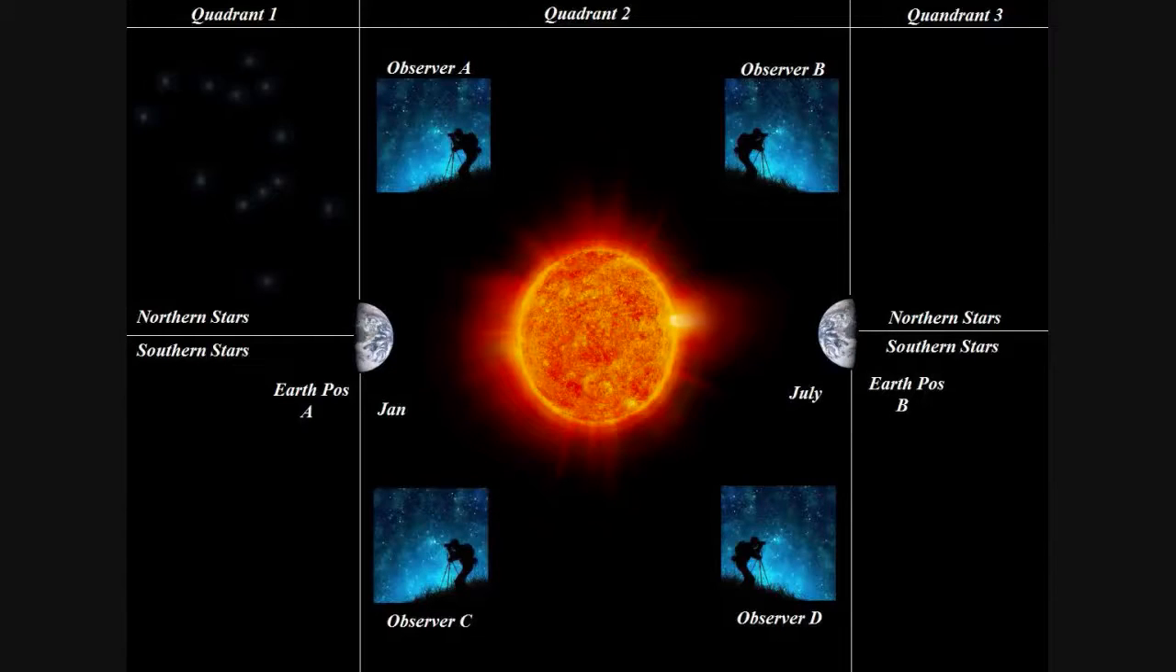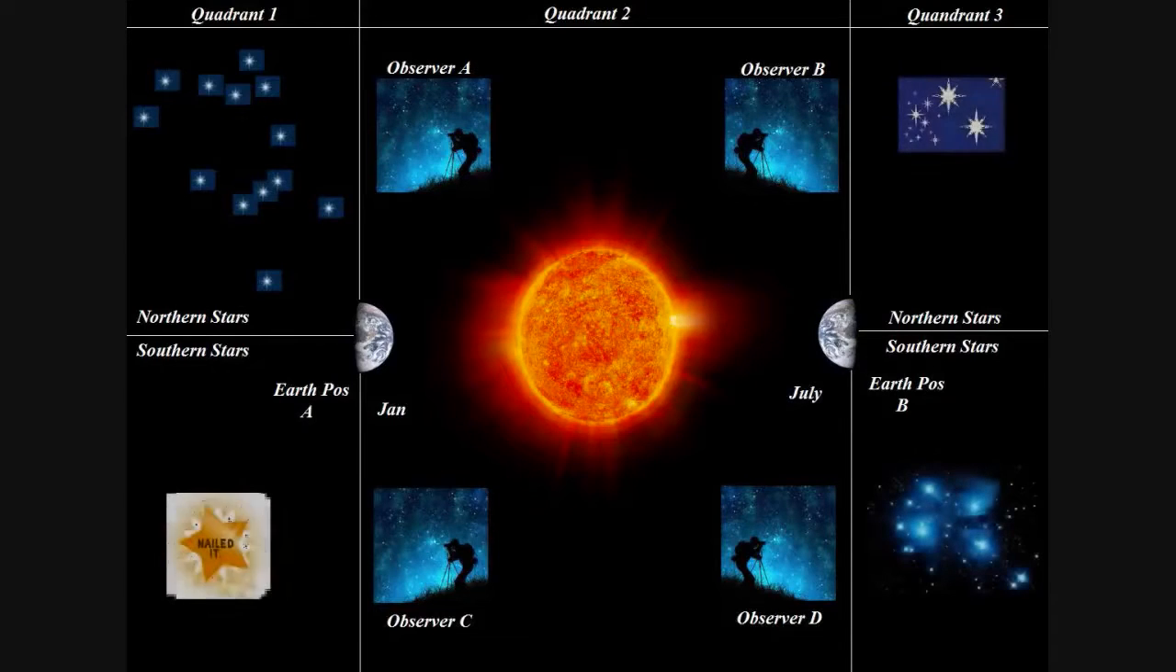In this next pic, you can see that observer A can observe quadrant 1 stars in the northern hemisphere, but he will never be able to observe stars in quadrant 3 in the northern hemisphere, nor will he be able to observe stars in quadrant 3 in the southern hemisphere from the July Earth position B. This is not because the sun is blocking out the view. This is because that side of the Earth at that time of the year will be in daylight.